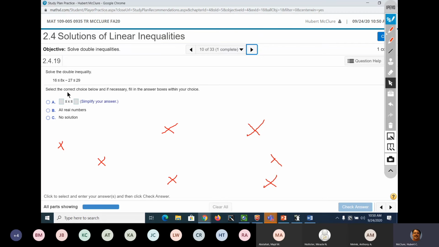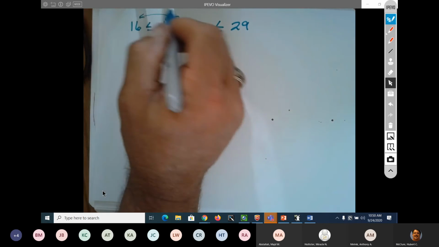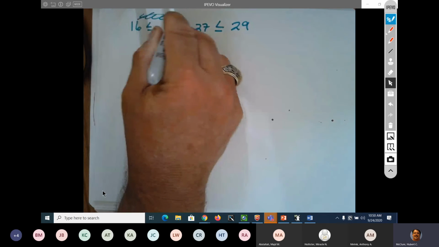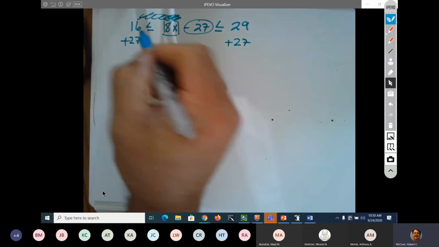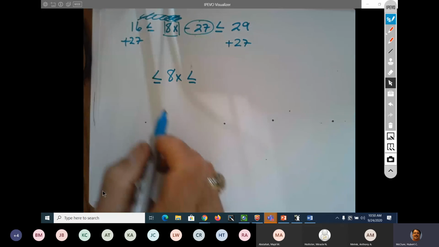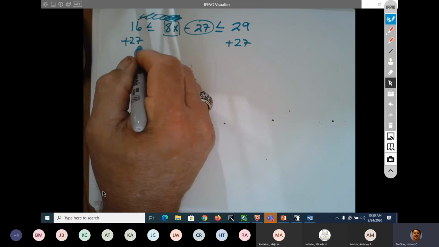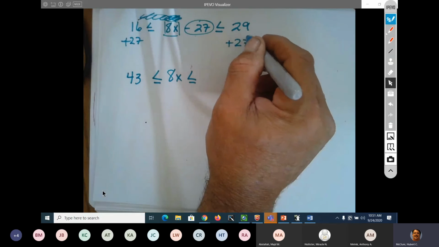This one says 16 less than or equal to 8x minus 27 less than or equal to 29. So get rid of the 8x. I'm sorry, that's not right. Forget that I just said that. Get rid of the 27. So I'm going to add 27 here and add 27 here. And that's going to give me 8x in the middle. And 16 plus 27 is, what, 43? And 29 plus 27 is 56.